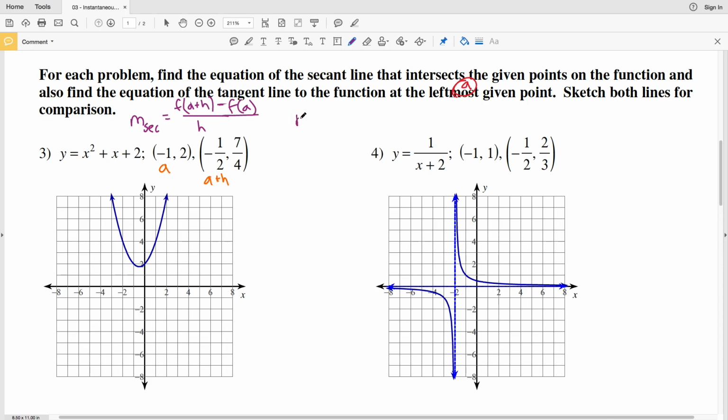So with this, that means that when we're finding the slope of the tangent line, it's going to be the limit of, as opposed to x approaching a, it's going to be the limit as h approaches 0.